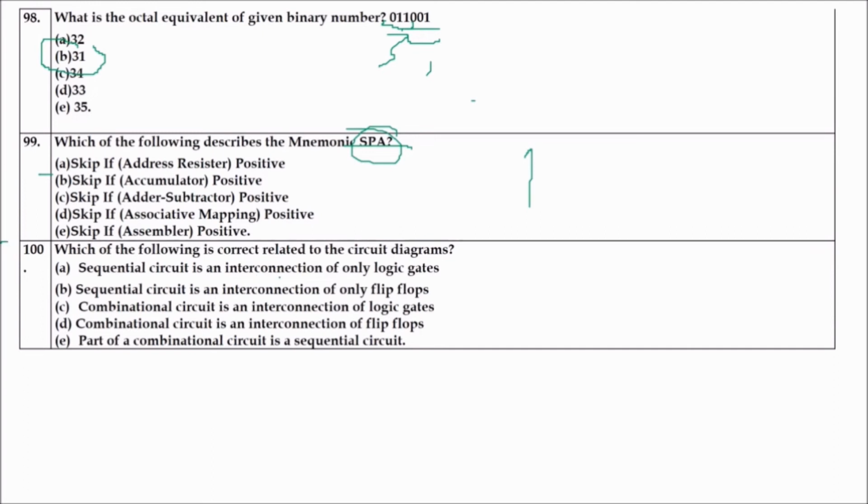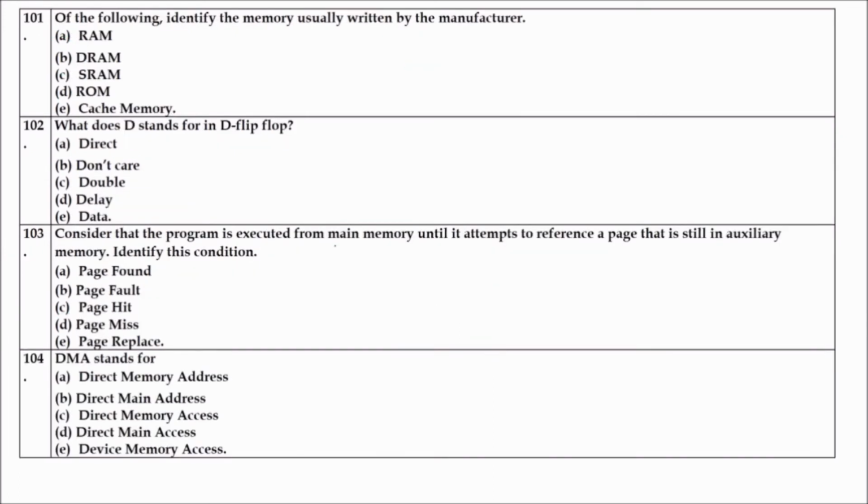Next is, which of the following is correct related to the circuit diagrams? You have to find out the correct one with respect to the circuit diagrams. Can you answer this? Read them and tell me the answer. If C is your choice, then this is correct. Combinational circuit is an interconnection of logic gates, which is correct among all these.